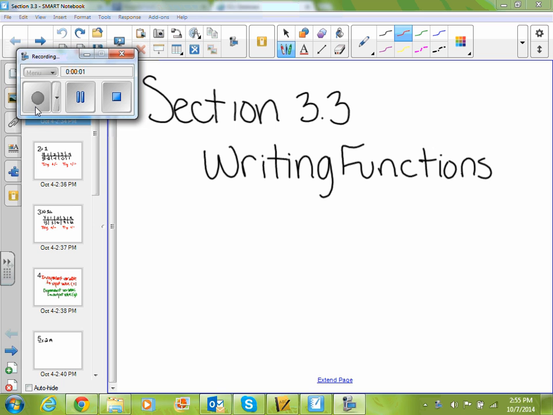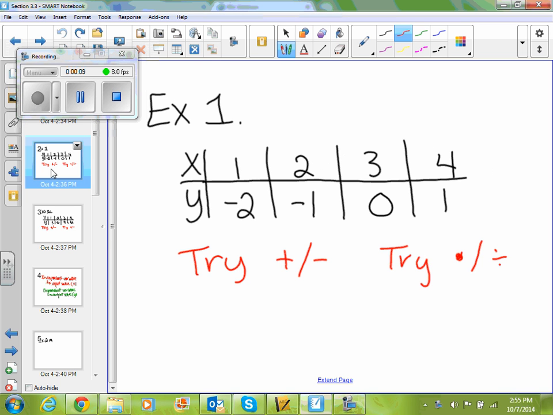Okay, well, we are going to go over section 3.3, which is writing functions today. So we're not going to be doing any graphing, which is exciting for those of you that hate graphing. And we're going to look at how to write functions from tables of values, okay? So if I'm given the values (-1, 1), (-2, 2), (-1, 3), (0, 4), (1, 4)? I need to find my function rule, okay?